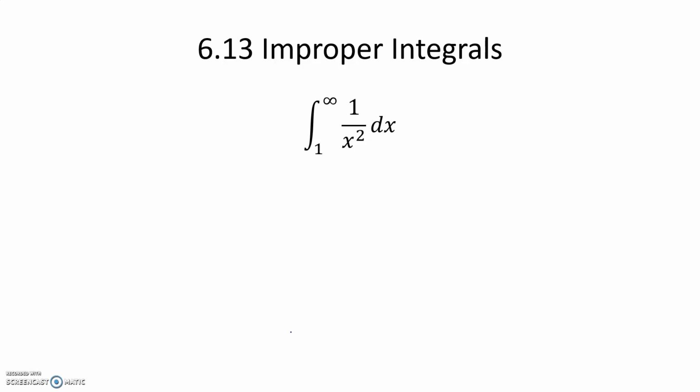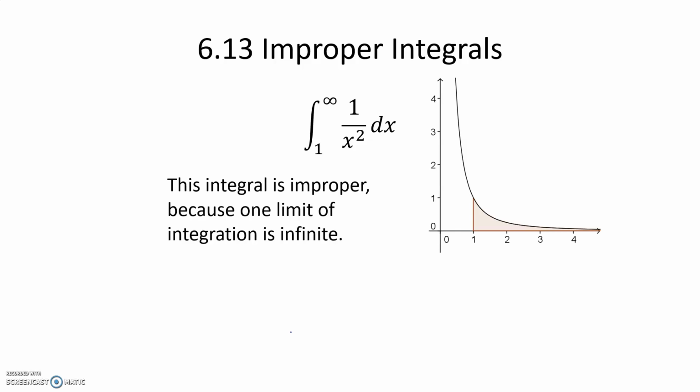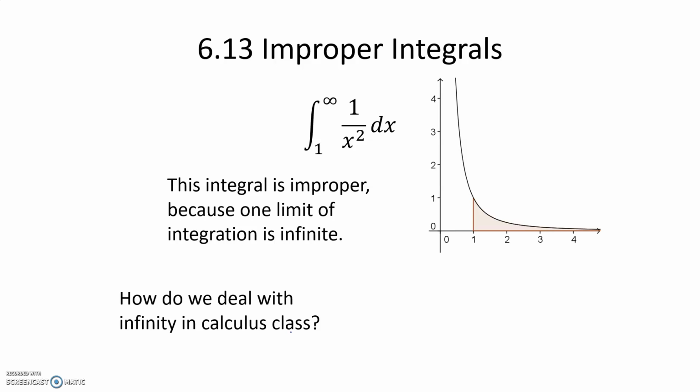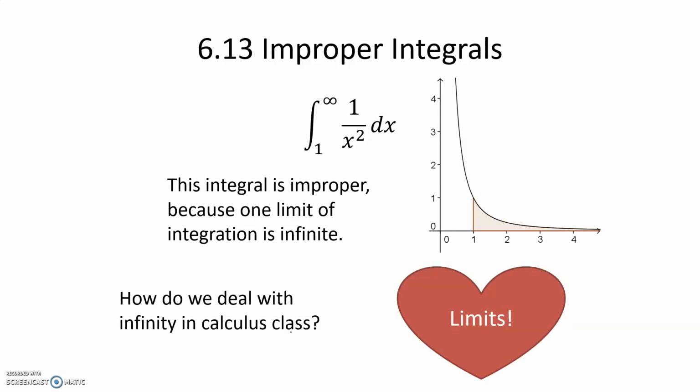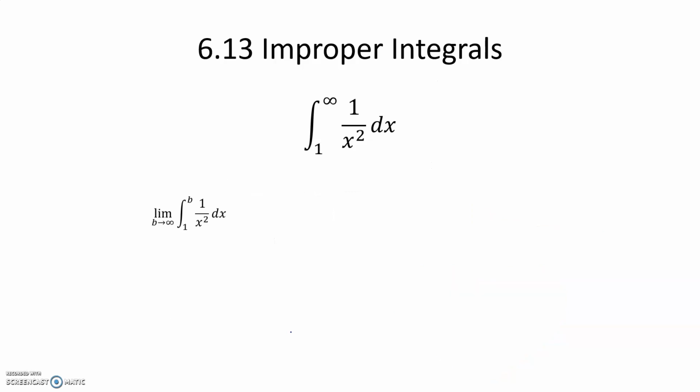So this is an example of an improper integral. All improper integrals mean is that somehow we're going out towards infinity. So we're accumulating area, but we're going all the way out to infinity. So it's improper because one limit of integration is infinite. So how do we deal with infinity in calculus class? We use limits. So this is another opportunity for us to get comfortable with limits.